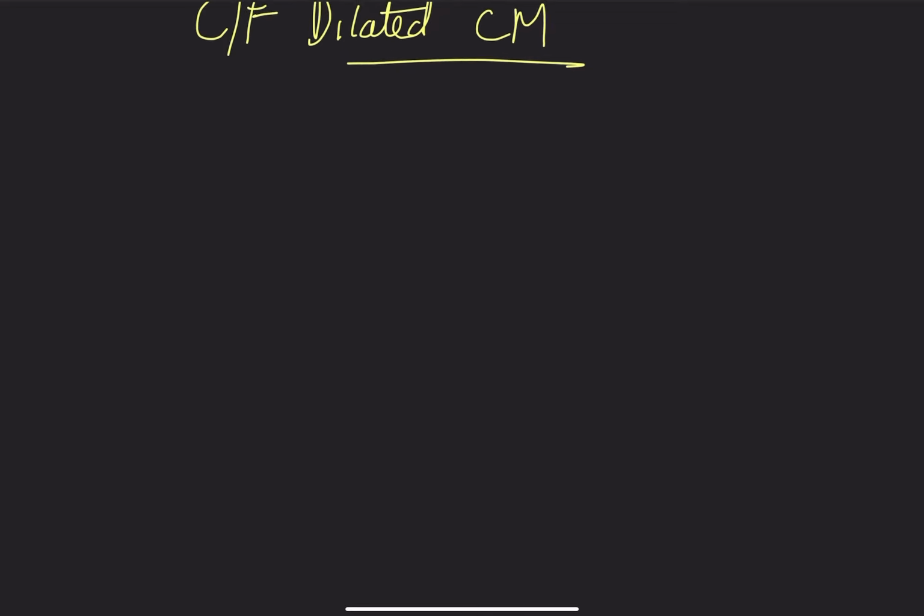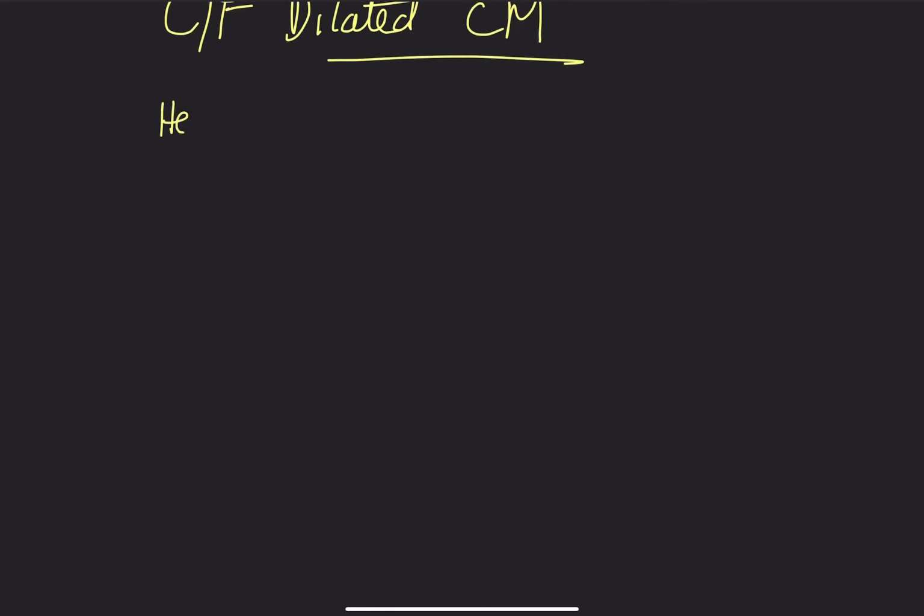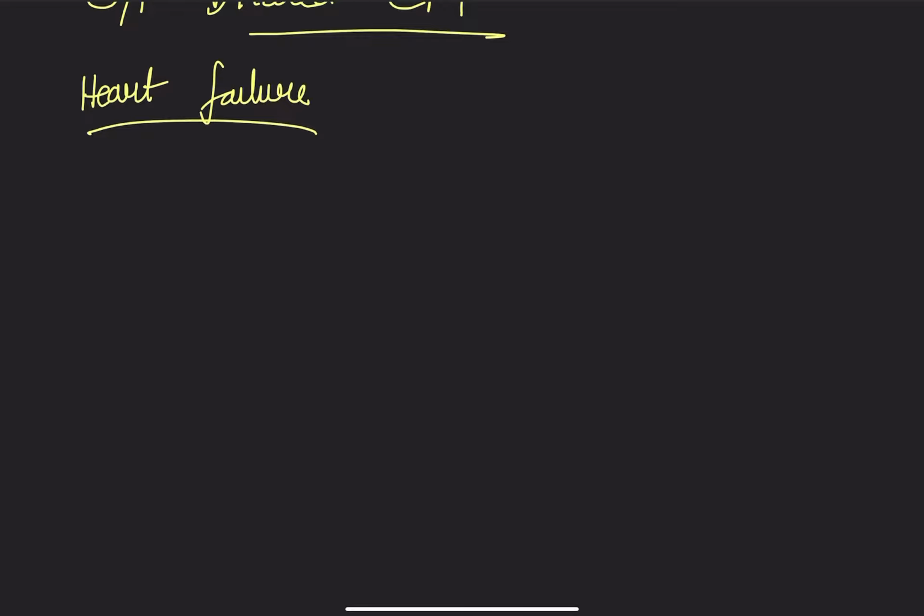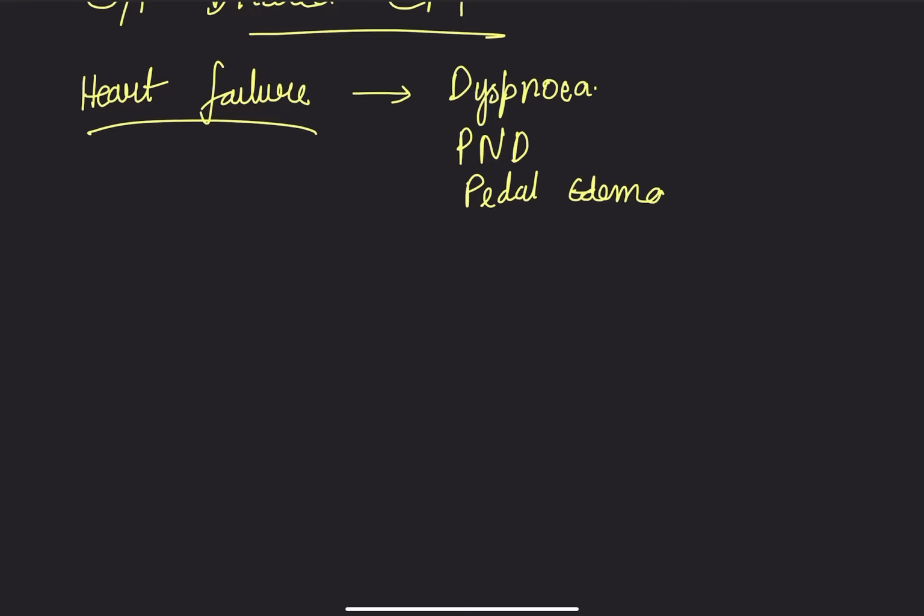So, the first important clinical feature is heart failure. Whenever there's heart failure, because there's too much dilatation, the heart's muscles will become weak, so the heart will not be able to pump, and that will essentially lead to heart failure. So, if somebody has heart failure, the classical symptoms are dyspnea, PND, which is paroxysmal nocturnal dyspnea, pedal edema, and of course fatigue.